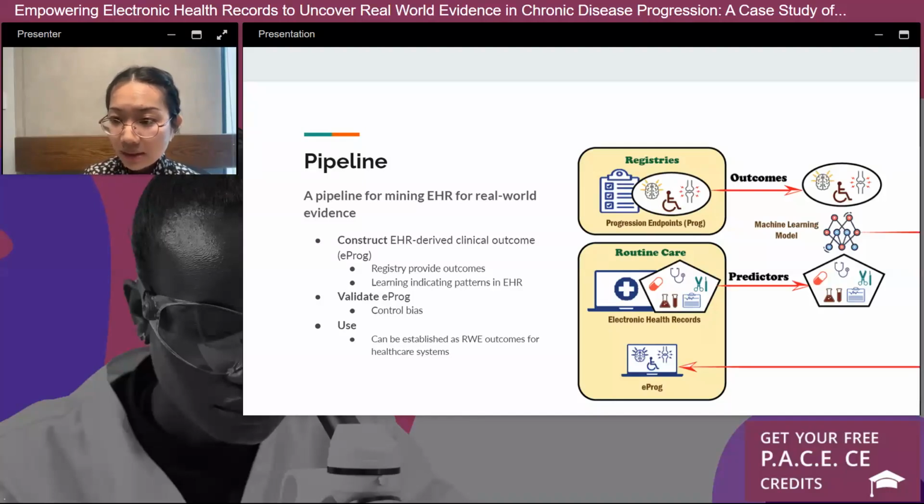And once you have these surrogate outcomes or these pseudo outcomes, then you could further use them as the real world evidence outcomes for any downstream clinical studies that you're interested in.